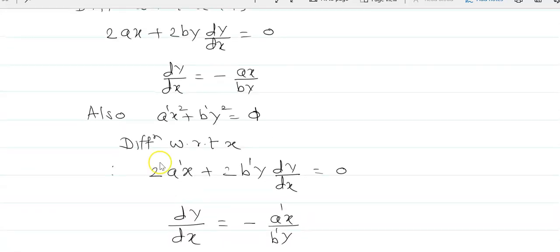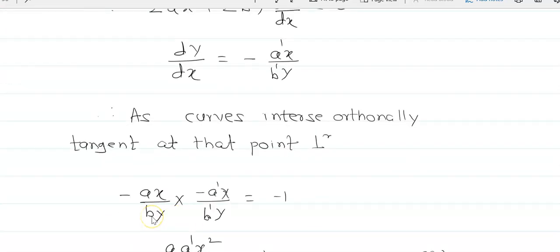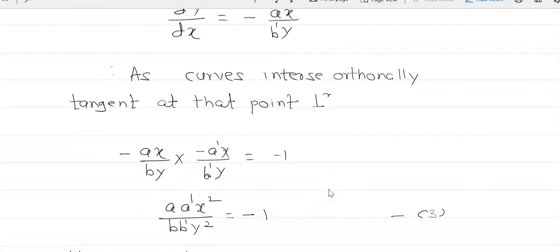What is the slope of the first curve? That is −ax/by. This is the first slope, and the second slope is −a'x/b'y. Now the product of these two slopes is −1: (−ax/by) × (−a'x/b'y) = −1. If we simplify this, aa'/bb' × x²/y² = −1.